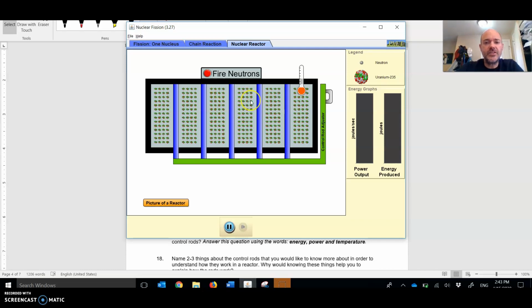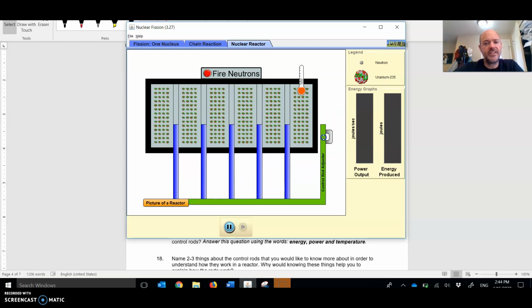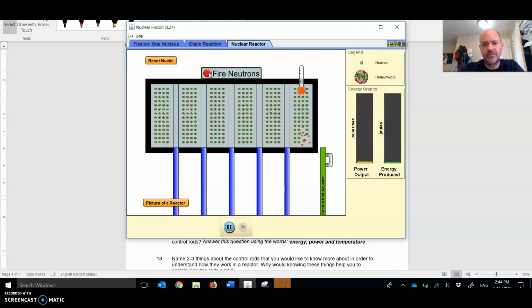All right, so when you're looking at this, you can adjust the control rods in and out, and we're going to think about what the control rods do to make this happen. So I'm just going to experiment for a second. I'm going to fire some neutrons. We're going to look and see what happens. Maybe keep thinking about it.